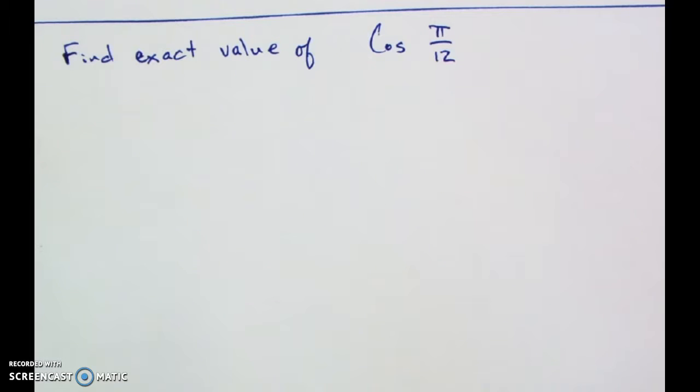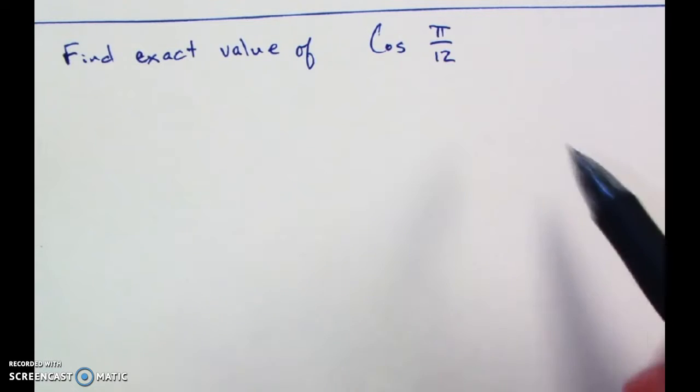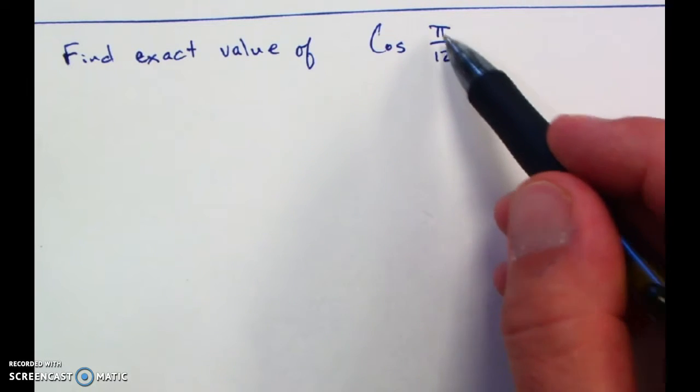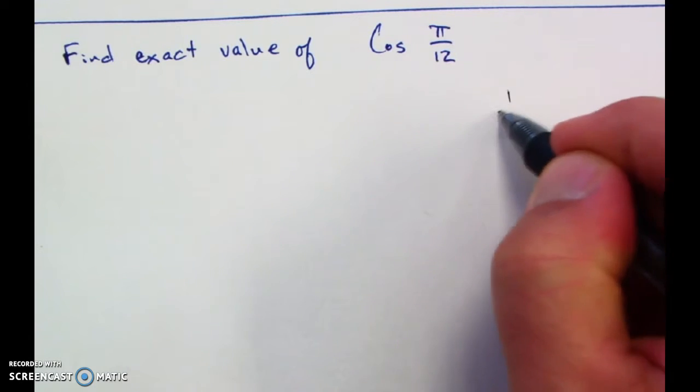Next example, we're looking at finding the exact value of cosine of pi over 12. Now, we have an angle here in radians, and again, this is something that is not on the unit circle. Now, when I have an angle like this, what I want to try and think of is numbers, fractions I can use to get there, and to have a pi over 12, I'm going to just think of this as 1/12.